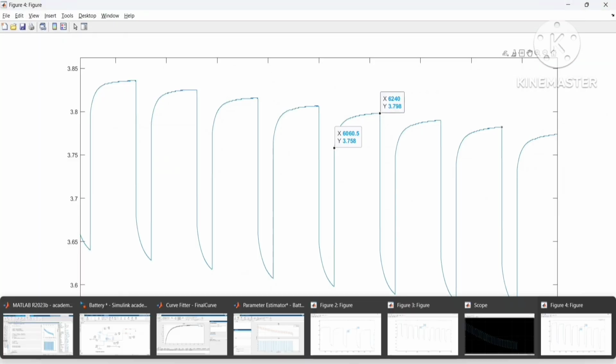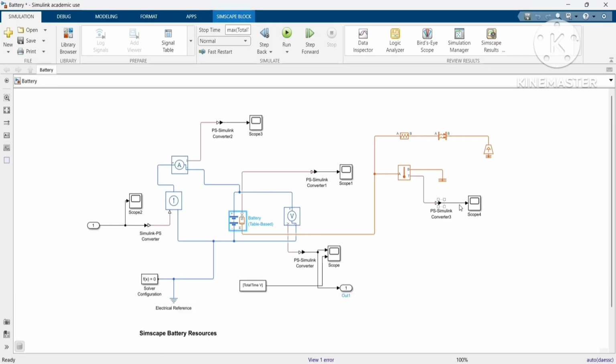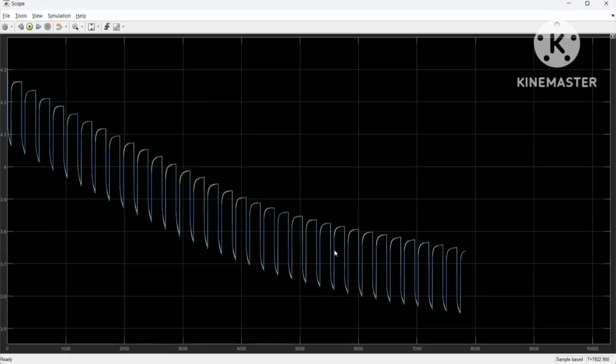After putting in those values, we can see that the result is this, which shows the blue curve signifies the measured voltage and the yellow curve signifies the calculation that the Simscape model does when I fit in R1, R2, tau1, tau2 and the internal resistance. So it shows that we were able to model the cell perfectly.